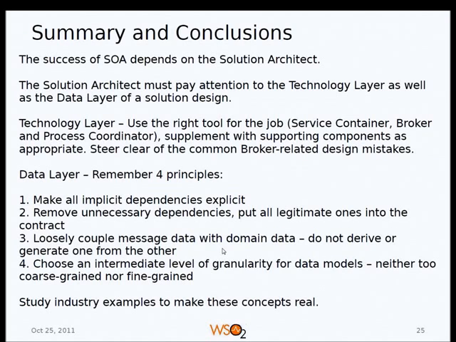You can write stuff in JavaScript, and because JavaScript has this very nice extension called E4X, ECMAScript for XML, you can do very simple XML transformations, XML manipulation using JavaScript. So this mashup server is something that it's not possible to easily categorize as either a service container or broker or process coordinator. So that's something you could look at.